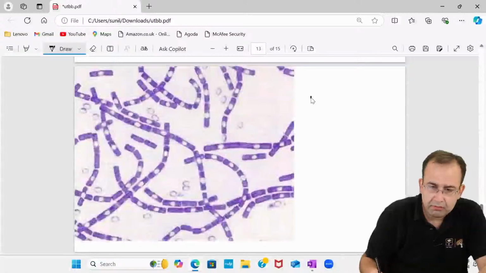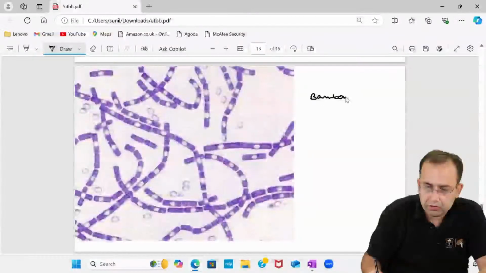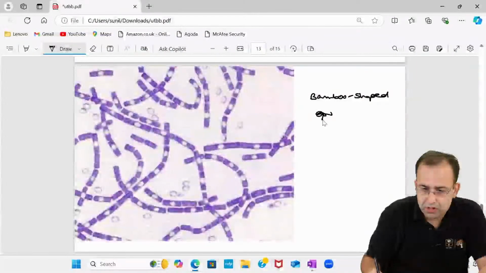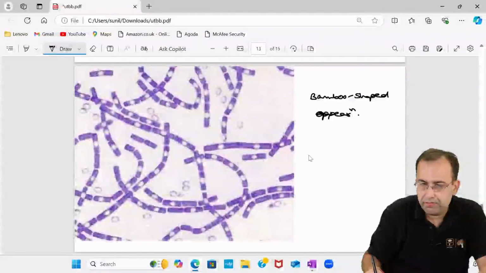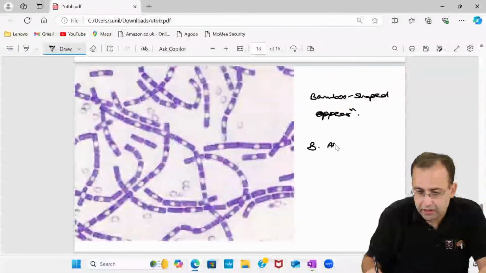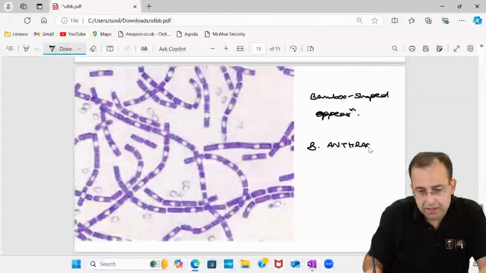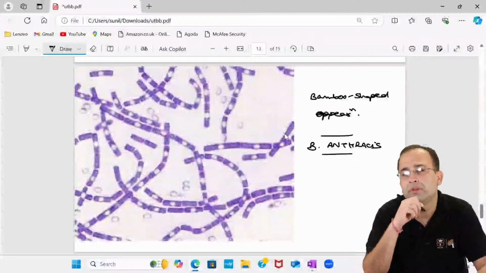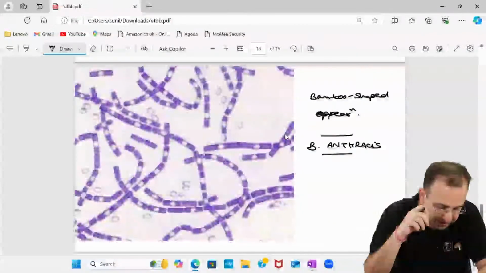This looks like a bamboo shaped appearance, which is associated with which organism? Bacillus anthracis. Anthrax, Bacillus anthracis, again an important topic. It has the classical bamboo shaped appearance.